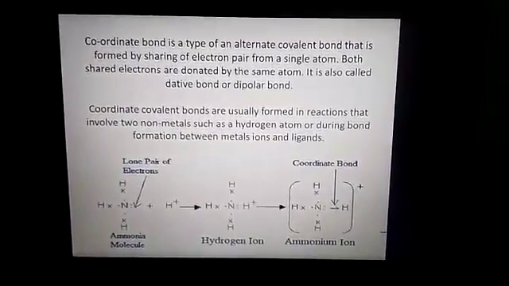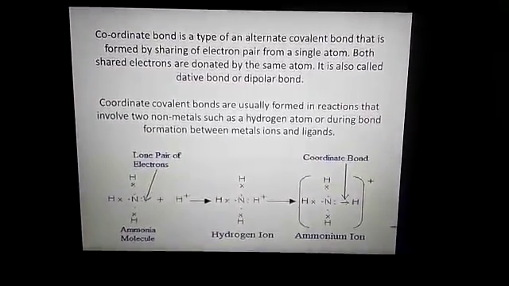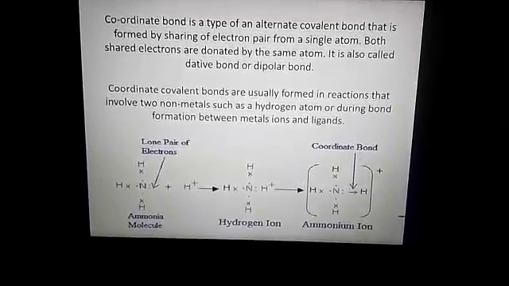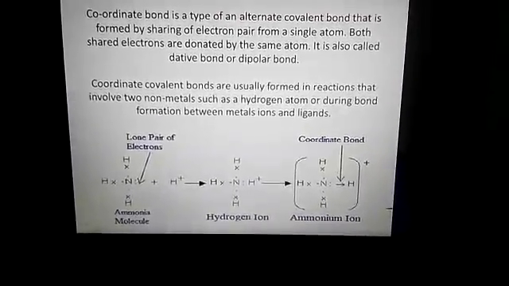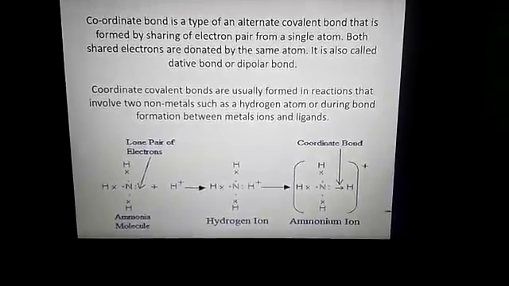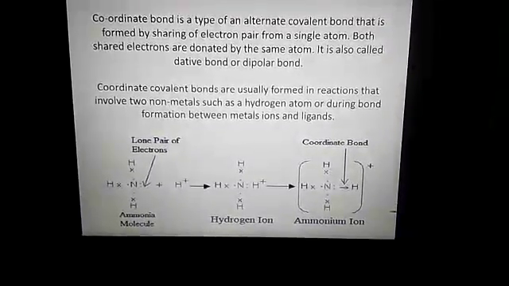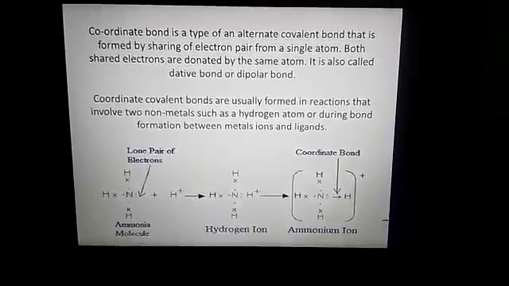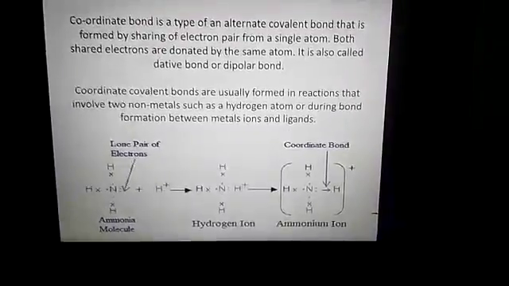A coordinate covalent bond is a type of covalent bond that is formed by the sharing of an electron pair from a single atom. Both shared electrons are donated by the same atom. It is also called a dipolar bond or dative bond. Coordinate covalent bonds are usually formed in reactions that involve two nonmetals, such as a hydrogen atom, or during bond formation between metal ions or ligands.